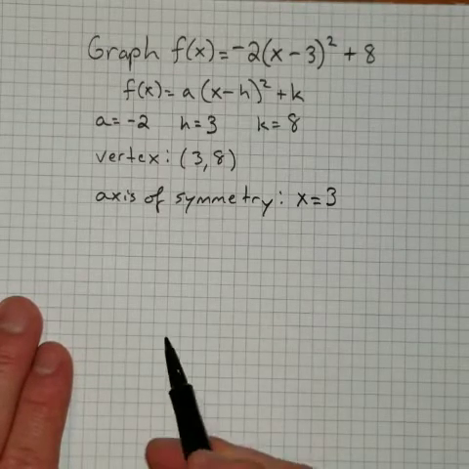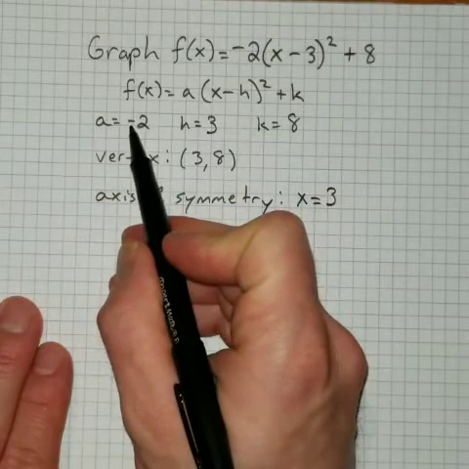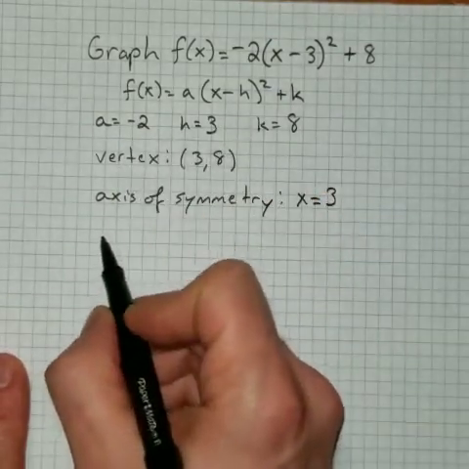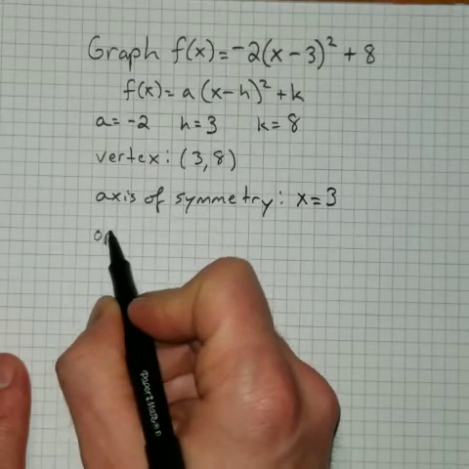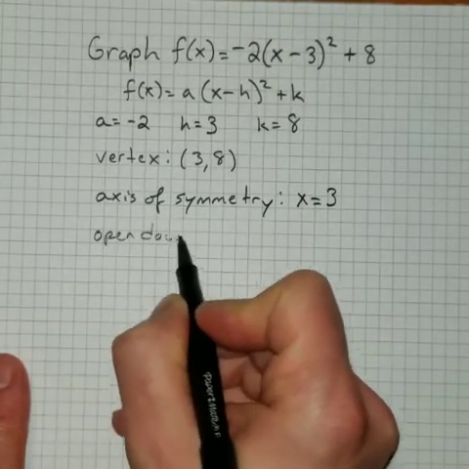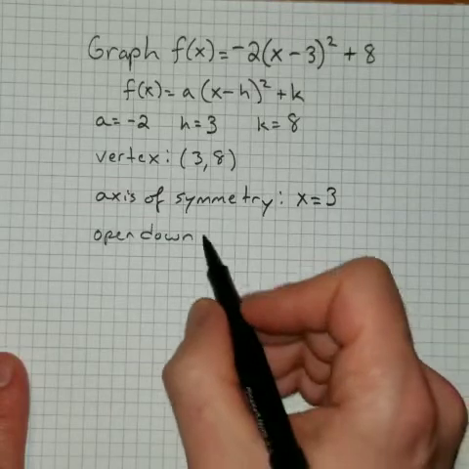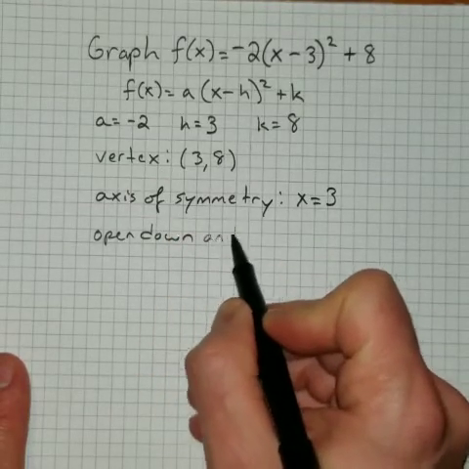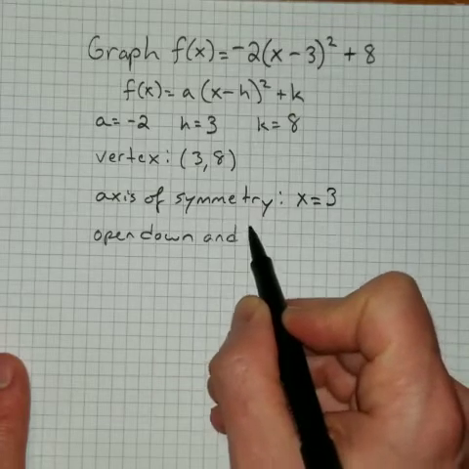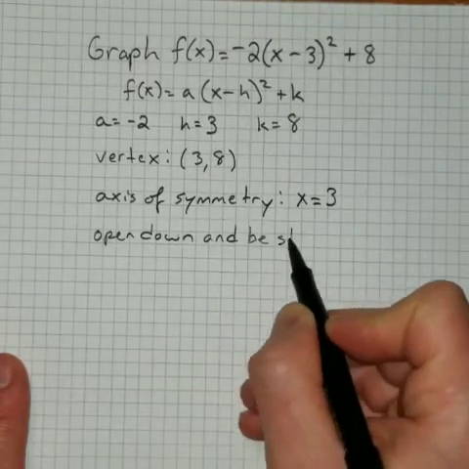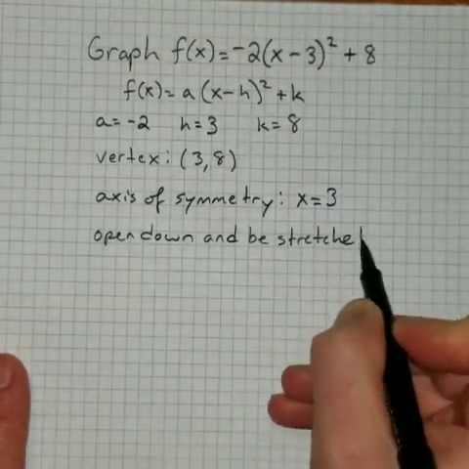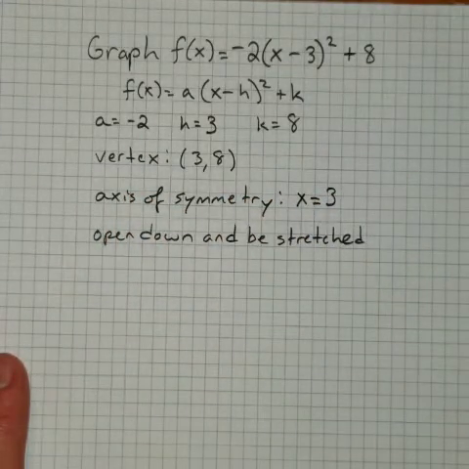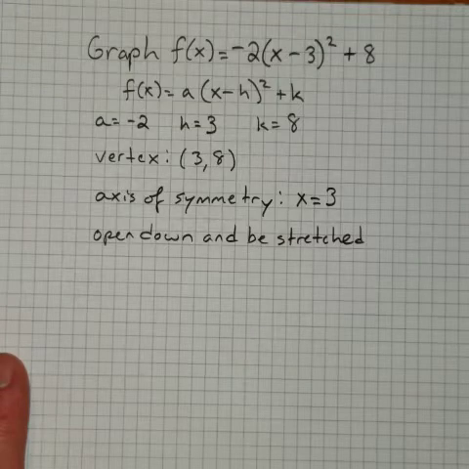I also know one other interesting feature is that this is a graph that opens down because the a value is negative. So this is going to open down and be stretched out. Okay, because the 2 is bigger than 1 essentially. So it's opening down and stretched.